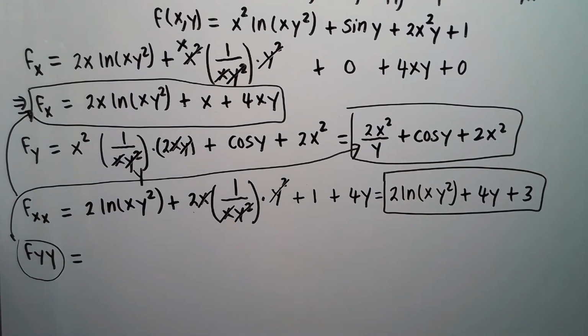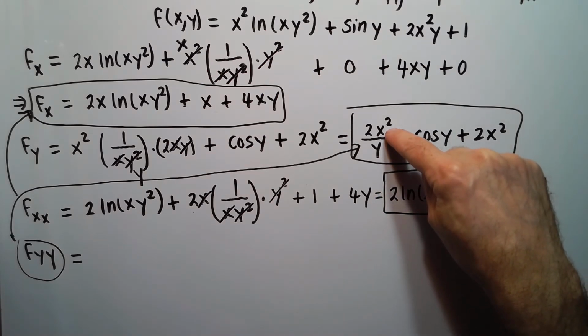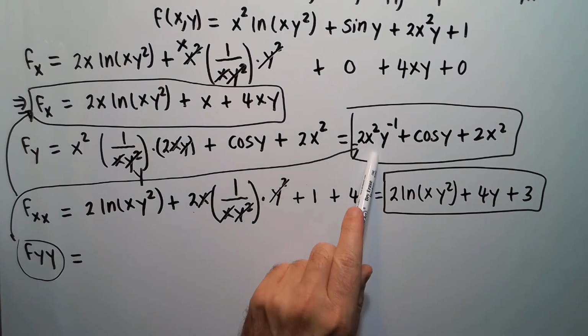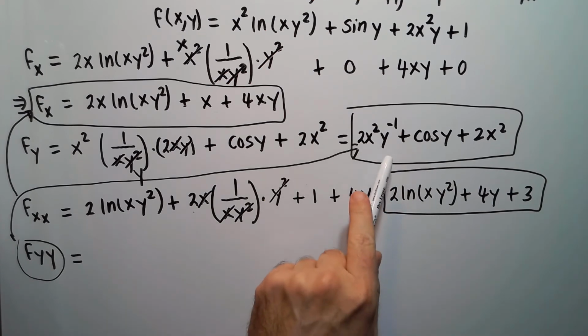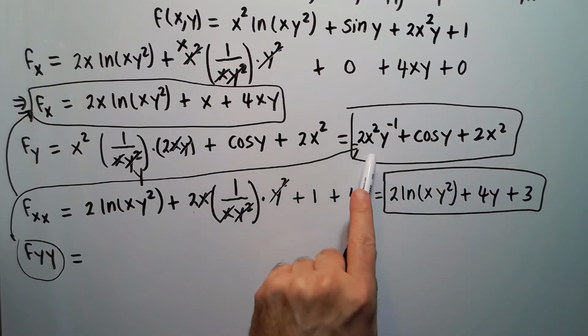Okay, so let's first make an observation. This y down here you can bring up and write it as y to the minus 1. Let me do that right here. Okay, so I changed it to y to minus 1 right here. Okay, now we'll be taking derivative of this guy with respect to y.